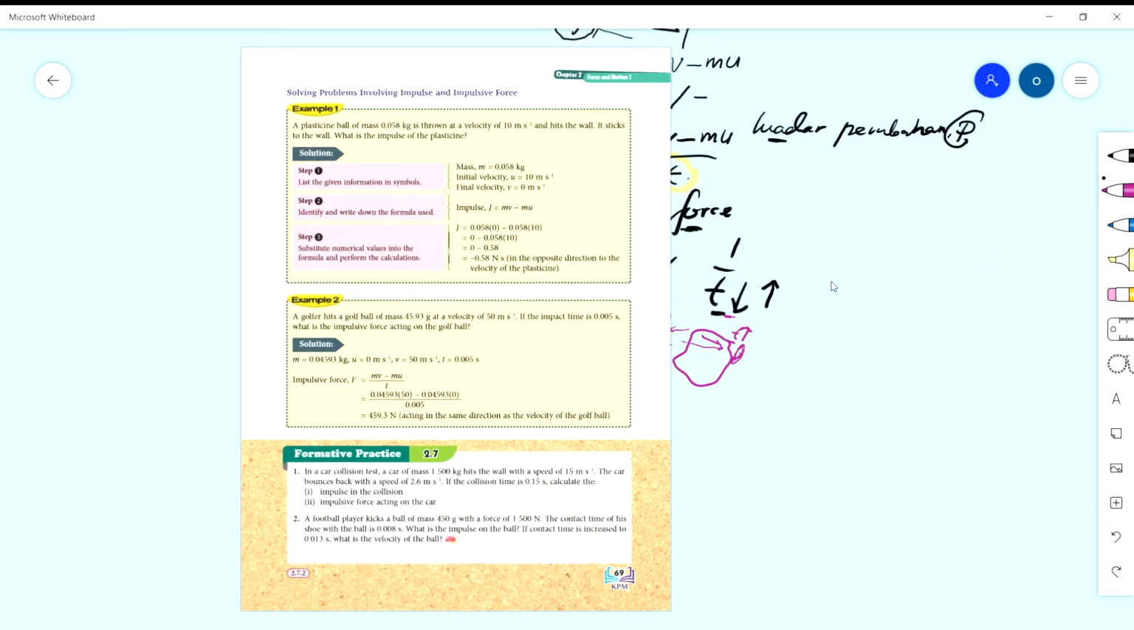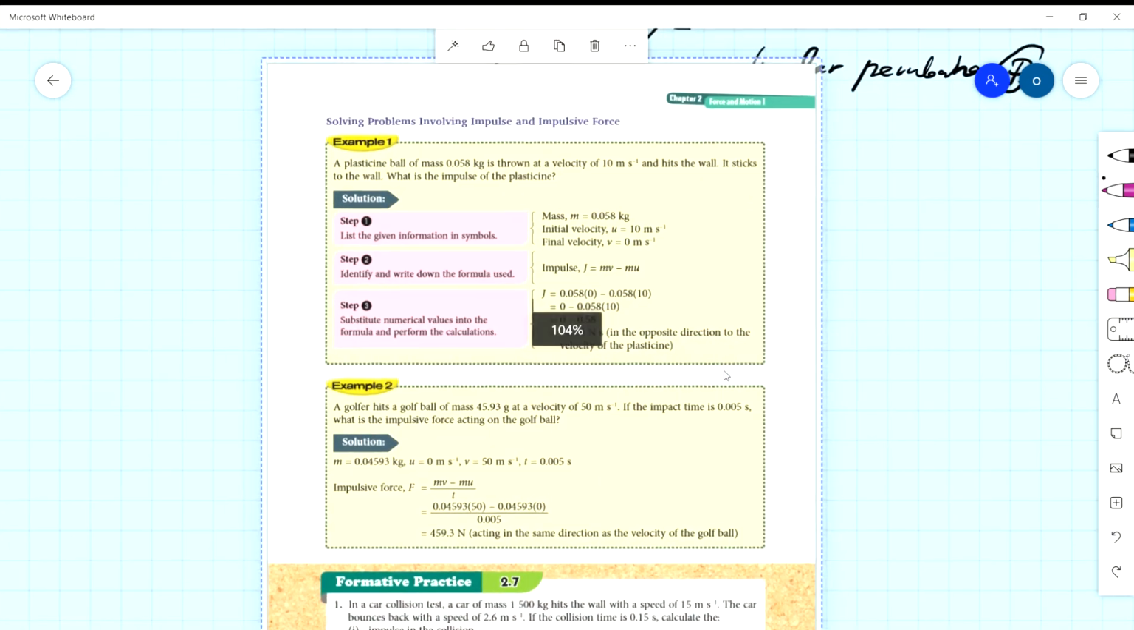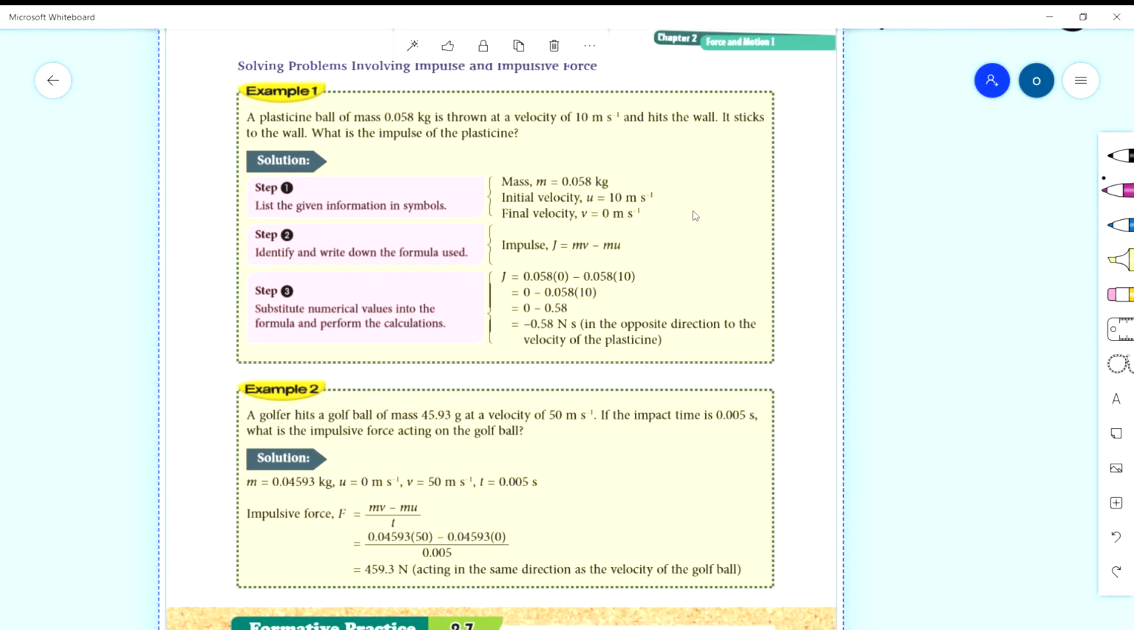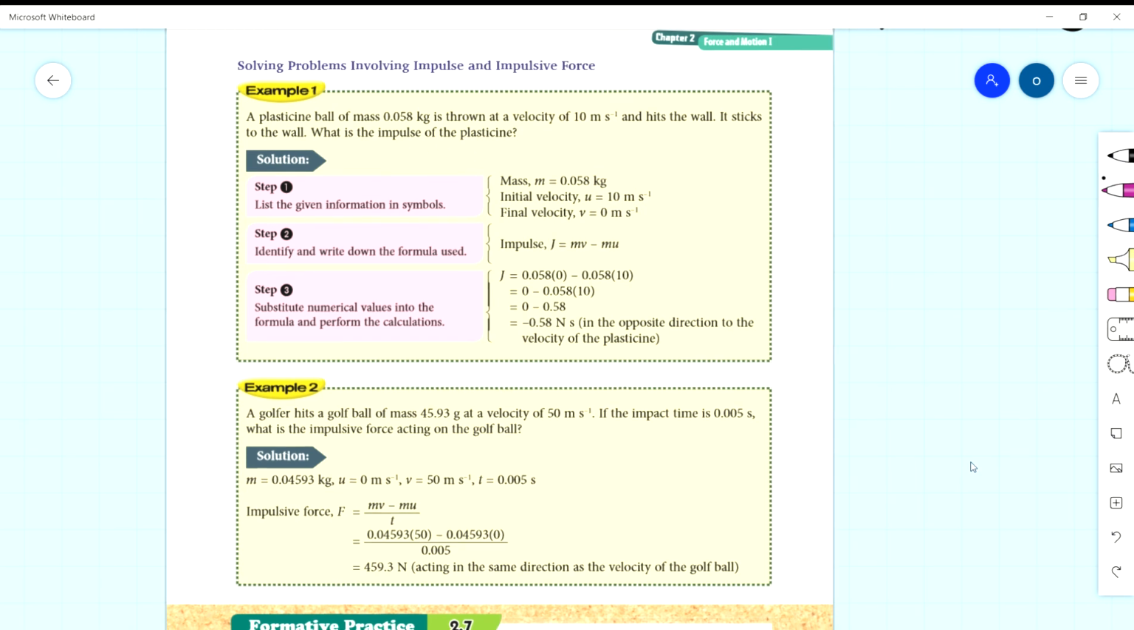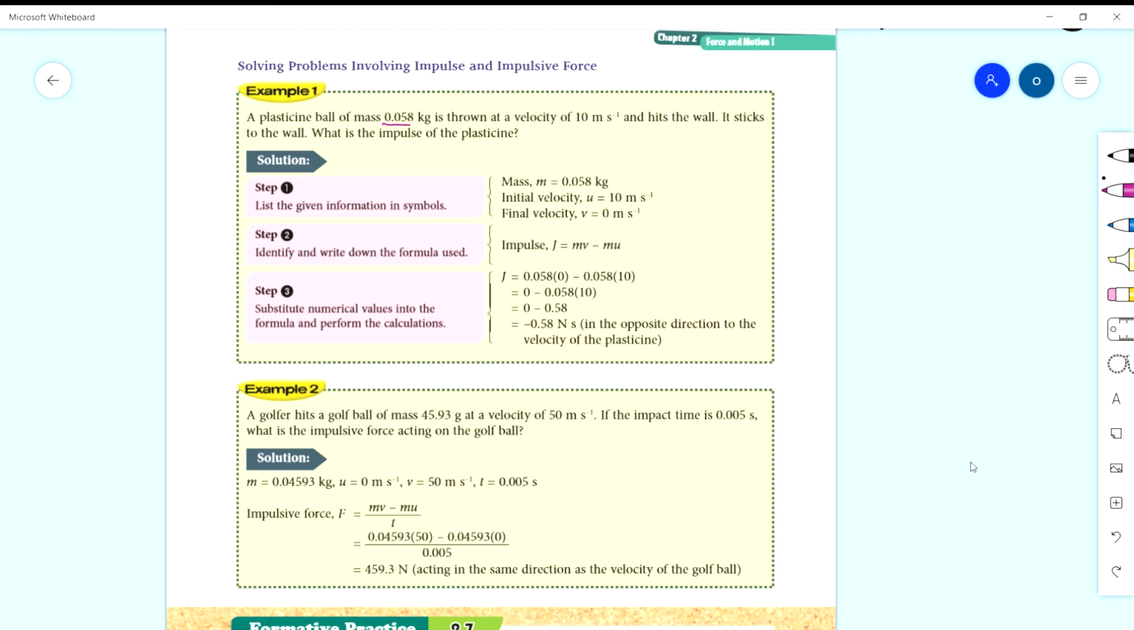Okay, the example of the calculation. A plasticine ball has 0.058 kilogram. Is thrown at a velocity of 10 meter per second and hits the wall. It sticks to the wall. It sticks means dia melekat, dia tak bergerak lah. So, V dia equal to 0. This is initial velocity, U. What is the impulse of the plasticine? So, after you list down, make sure everything is already in SI unit. Apply the equation. You want to use J or you want to use FT, no problem with that.